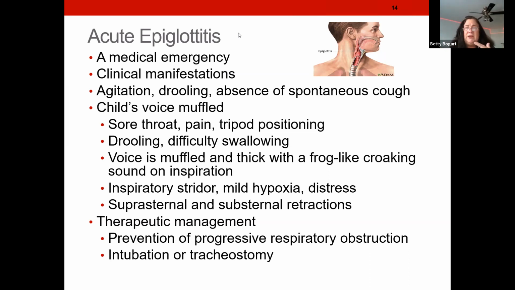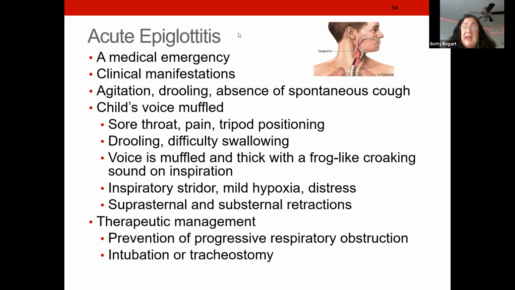So if you can imagine, they try to move around and find a way, usually tripod, just like the older patients with chronic obstructive pulmonary disease. They'll lean forward, put their hands out, and there might be one little position where they can get a little air in, okay? This is a medical emergency. They're not getting air in. There's no opening. Air can't go.